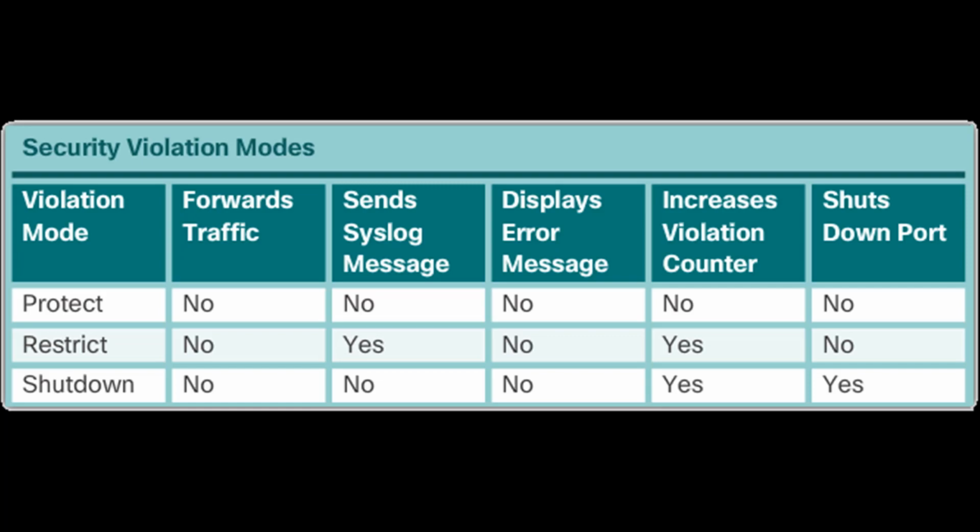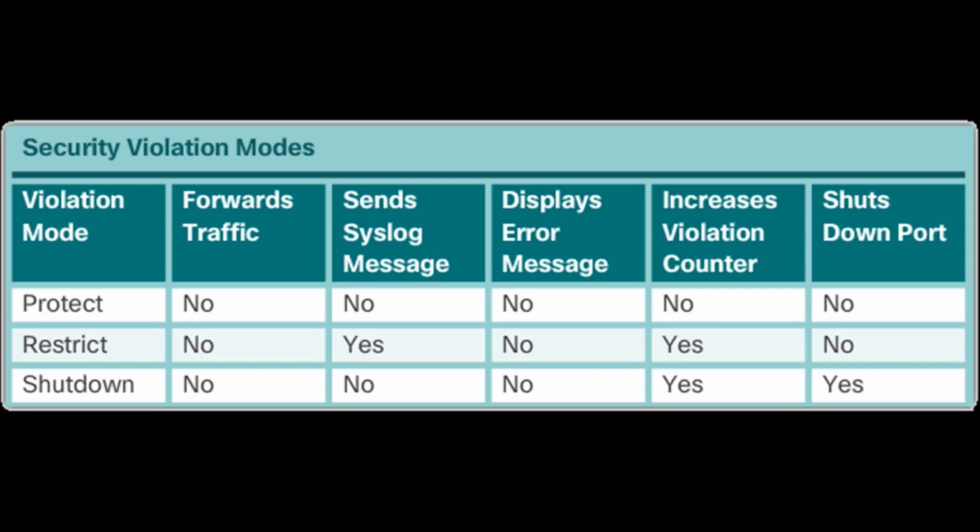The next state is protect. When a violation occurs in this mode, the switch port will permit traffic from known MAC addresses to continue sending traffic while dropping traffic from unknown MAC addresses. When using this mode, no notification message is sent when a violation occurs.